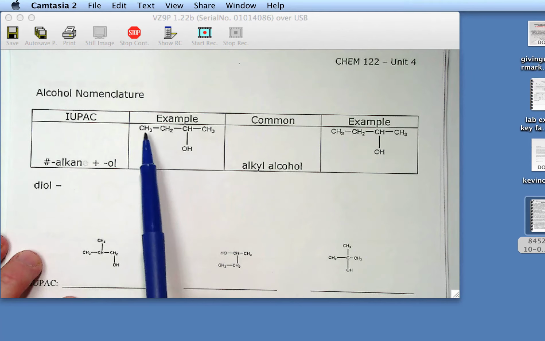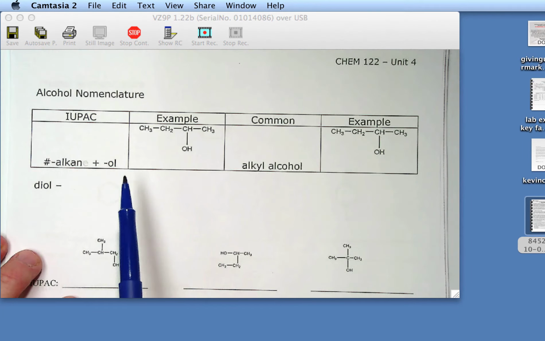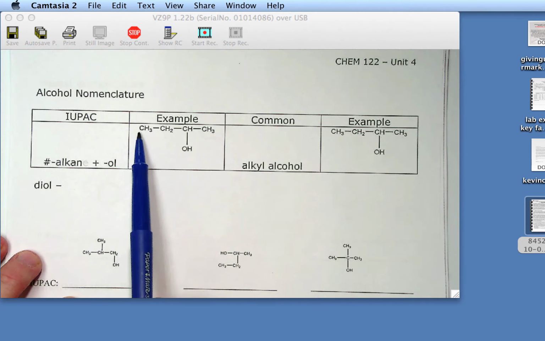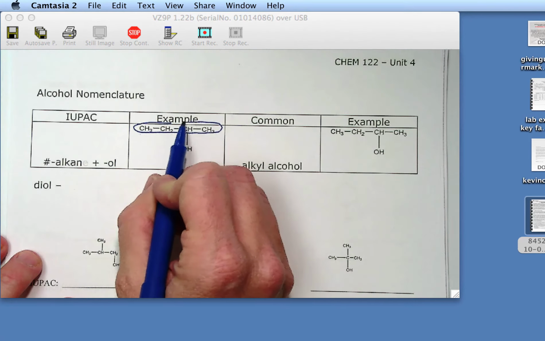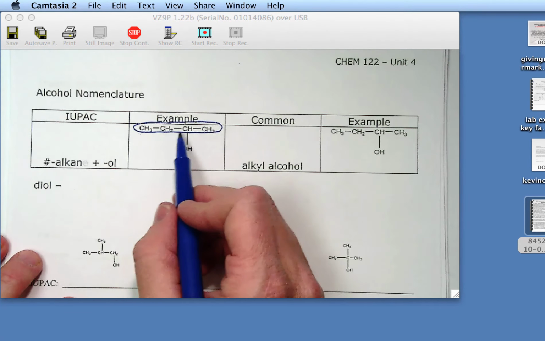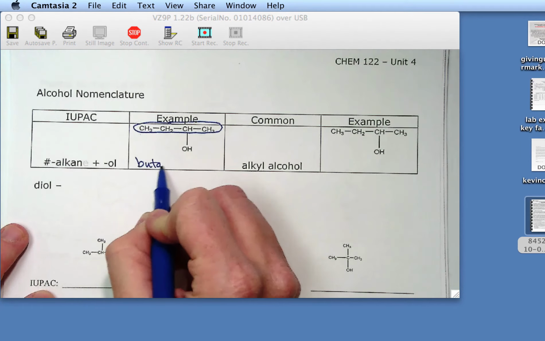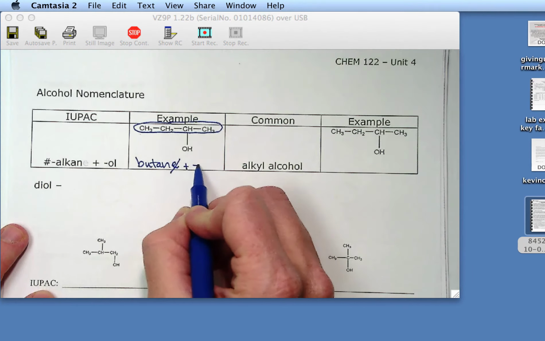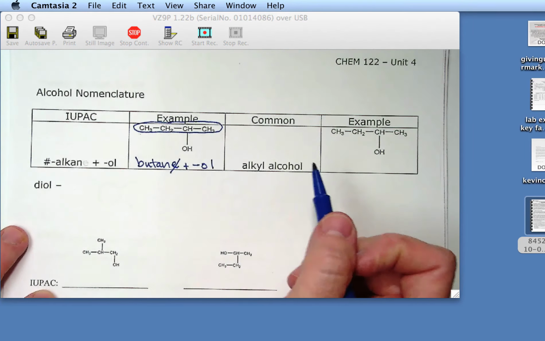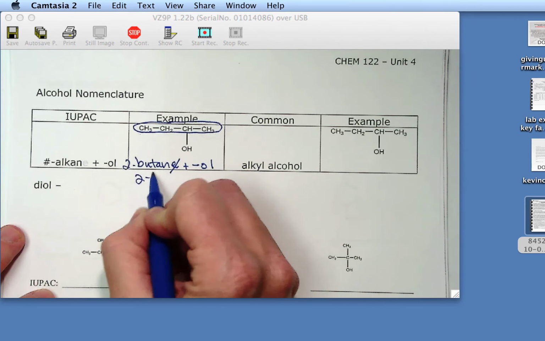What would the IUPAC name be for this structure? So it's butane. Take off the E, add the OL, and then the number. Where's the number for your alcohol? So 2. So it's 2-butanol.